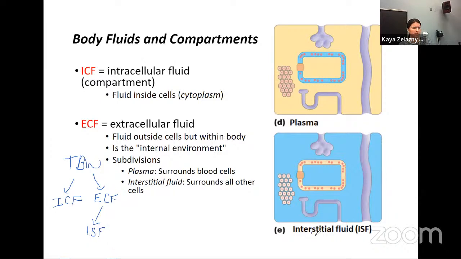Not sure I remember what the root stitial means, maybe space. Anybody good at Greek and Latin roots?